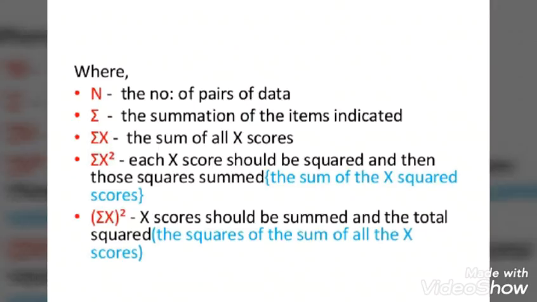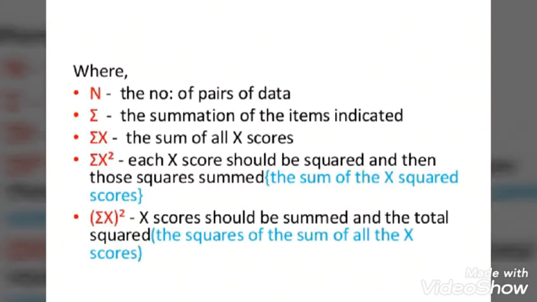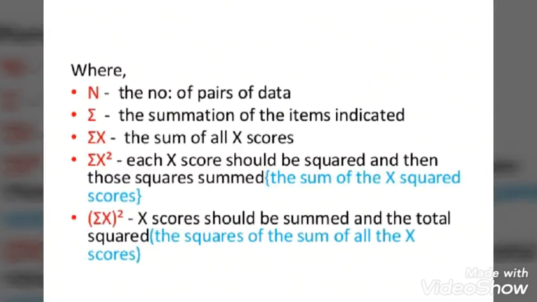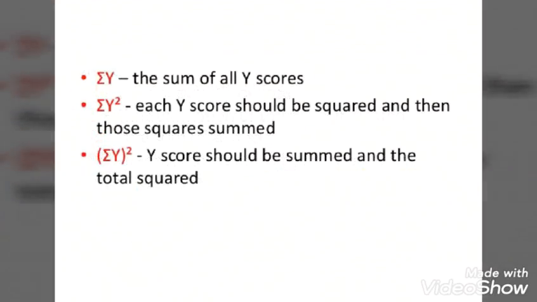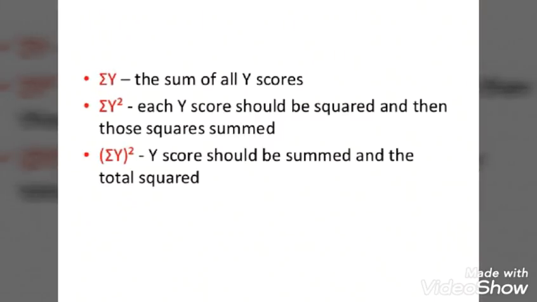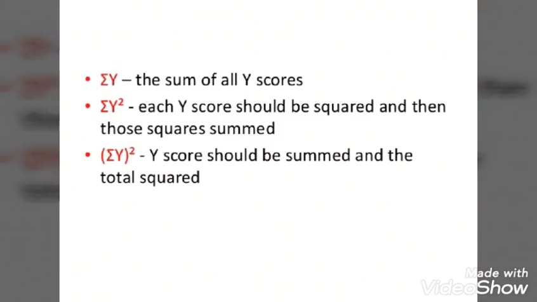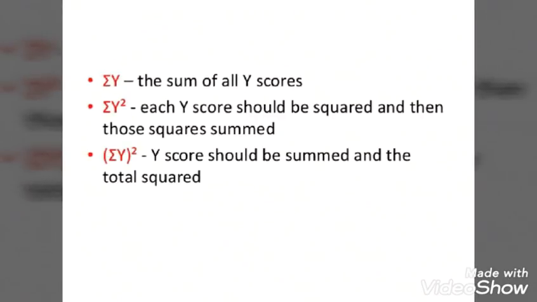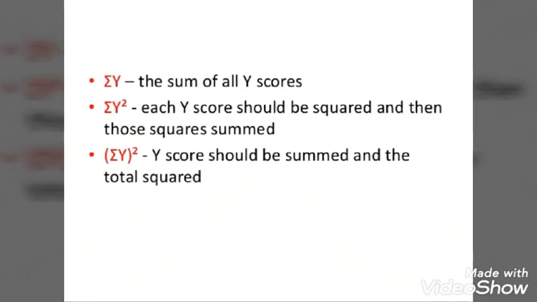Then sigma x square, each x should be squared, and then those squared values summed, the sum of x squared scores. So whatever x values you are taking, you should do a square of that x value. Then sigma x whole square, you have to whole square the x values. Then sigma y, the sum of all y scores, you have to total down the y scores. Then sigma y square, you have to square the y scores. Then again sigma y whole square, you have to whole square the y.